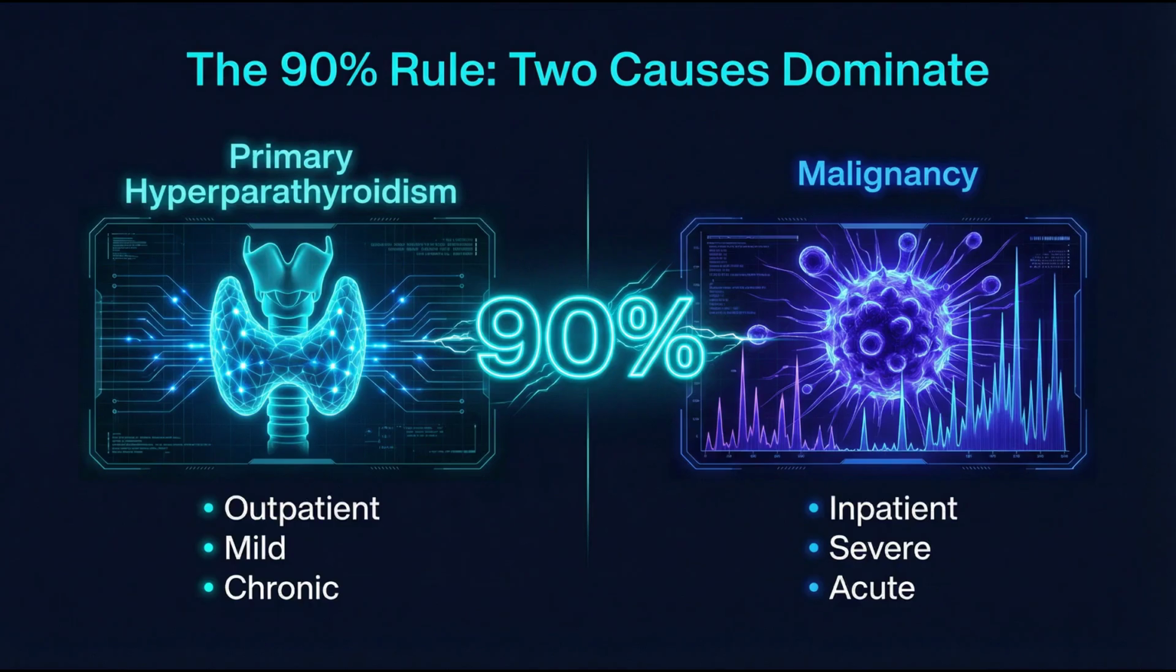Here's your first clinical pearl. Two causes dominate hypercalcemia. Primary hyperparathyroidism and malignancy together account for over 90% of all cases. Primary hyperparathyroidism is typically seen in outpatients with mild, chronic elevation. Malignancy-associated hypercalcemia presents in hospitalized patients with severe, acute elevation. This distinction will guide your initial approach.